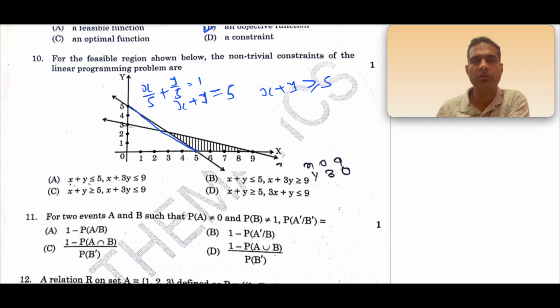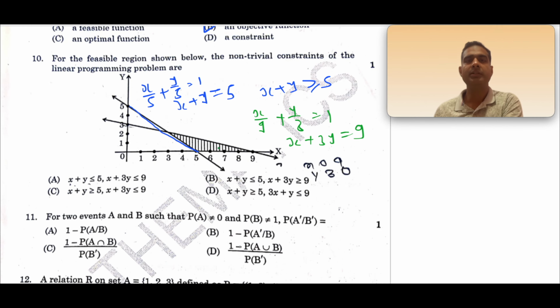And if we want to find out the equation of the second line, it is cutting the x-axis at 9, so it will be x by 9 plus y-axis at 3, so y by 3 is equal to 1. If we multiply by 9, we will be getting x plus 3y is equal to 9. But the feasible region is below this line, so we can take the point (5, 1). If we take 5, 1, so 5 plus 3 is 8, and 8 is less than 9, so we can see that the feasible region is below this line, so that will be possible when x plus 3y is less than or equal to 9. So option C will be our answer.